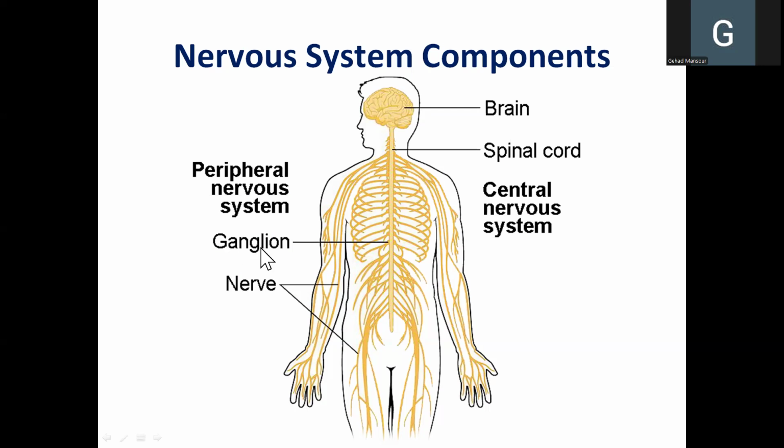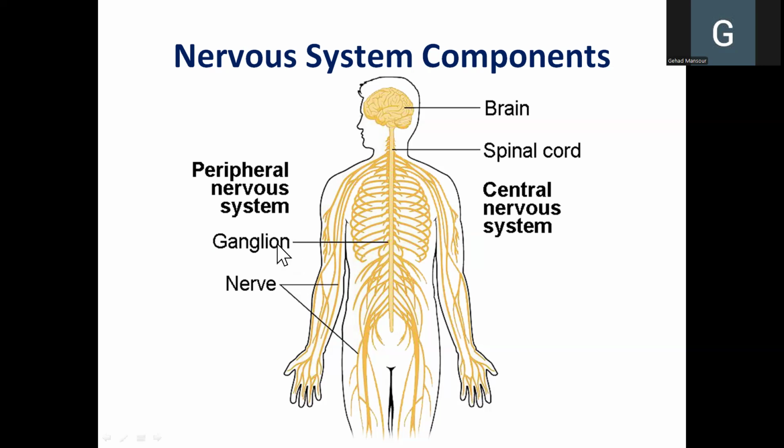In the peripheral nervous system, we have ganglia. Just like in the central nervous system, we have nuclei. So the ganglion is a collection of nerve cell bodies, not nerve cells in general. The ganglion is a collection of nerve cell bodies that is present in the peripheral nervous system. Whereas the nucleus is the equivalent of the ganglion in the central nervous system.